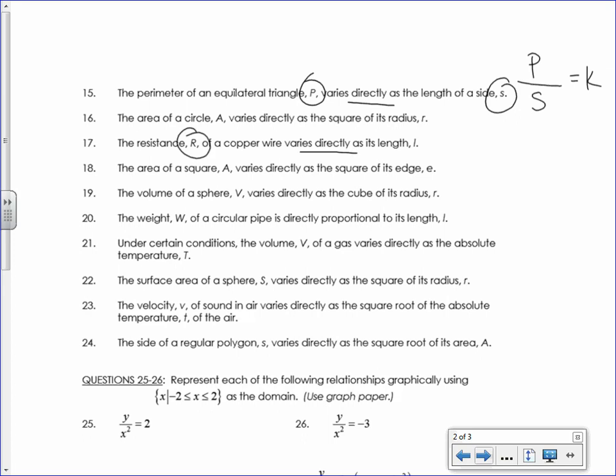Resistance varies directly as length. Resistance, direct, length. Okay, that's a cursive L. I don't like using the other L's because those look like ones. Volume directly, now be careful, the cube of the radius. So volume varies directly, and then the cube of the radius is r cubed.